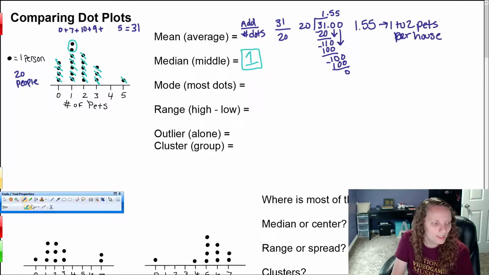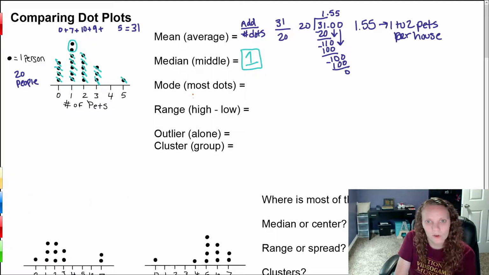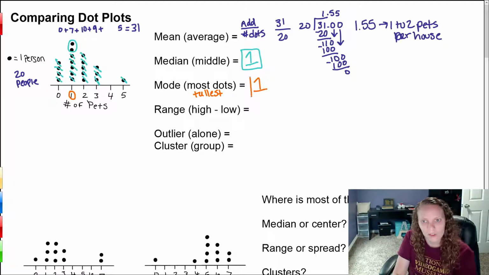Mode is the number that has the most dots or is the tallest. So I'm going to find the tallest one. Well, right here, the number 1 is the tallest. So the mode is 1.